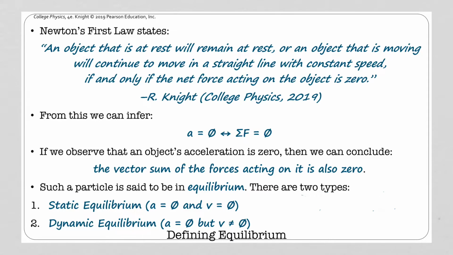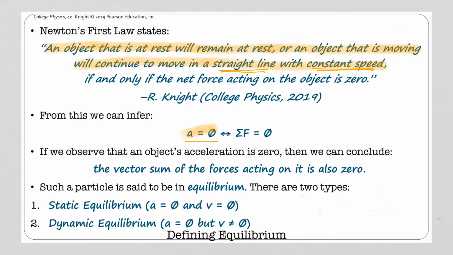It focuses on the idea of an object at rest will remain at rest, or an object that is moving will continue to move in a straight line with a constant speed. In either of these cases, what we're seeing here is that the acceleration is zero. The object at rest remains at rest means it's not moving. Straight line, constant speed means there's no change in magnitude of the velocity, there's no change in direction of the velocity, so the acceleration must be zero.